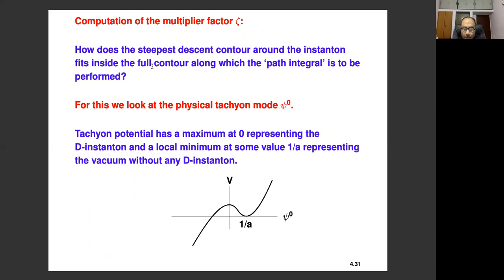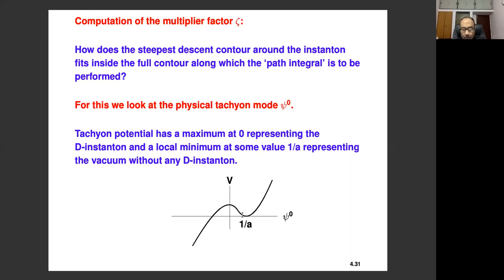So let me explain how to compute zeta in the present context. Let's suppose that psi 0 is the tachyonic mode. Let's look at how the tachyon potential looks. This in fact has been known since the late 90s. How does the tachyon potential on a D-instanton, or for example any unstable D-brane, look? For bosonic string theory, the tachyon potential has this kind of shape. Psi 0 equal to 0 describes the original D-instanton. That's the maximum of the potential, reflecting that psi 0 is a tachyonic mode.